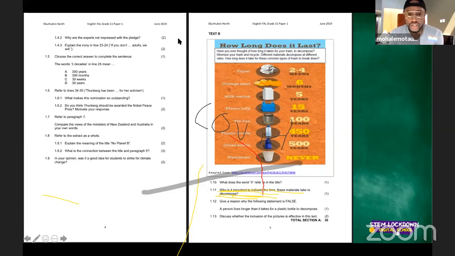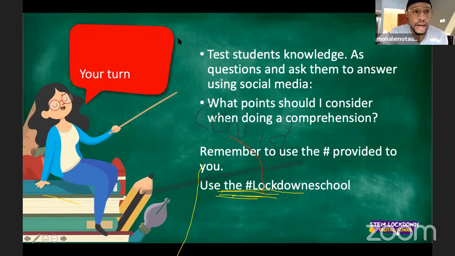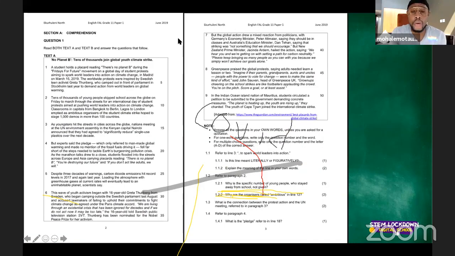And then the last question there says, discuss whether the inclusion of pictures is effective in this text. If you are going to say yes, it is effective, you can say it is easier to match the picture to the time it takes for it to decompose. If you're going to say no, you can say pictures are not always clear and materials are not always identifiable. And that, guys, is how you would do section A of your comprehension.